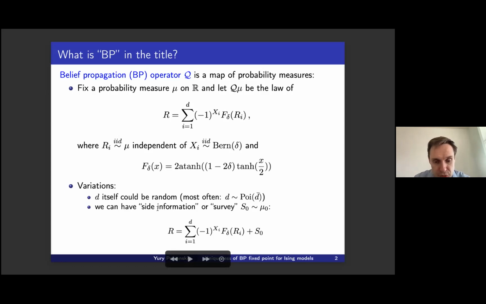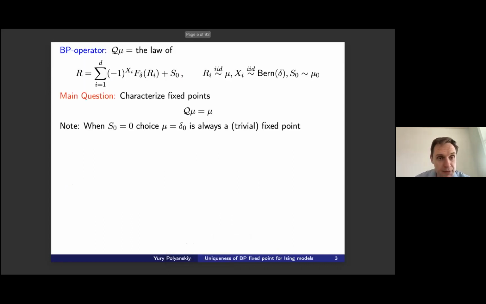Okay, so after we did all of this, and this variation, I'm not going to talk about these variations in this talk, but the results hold true for them as well. And we still denote the resulting measure by Q mu, right?